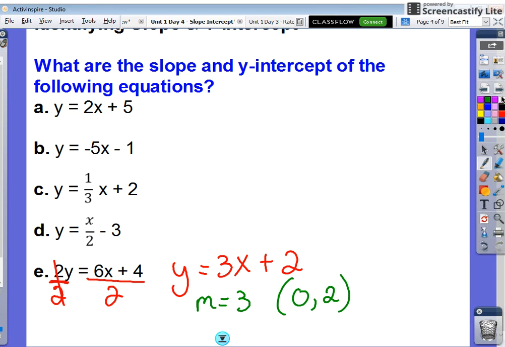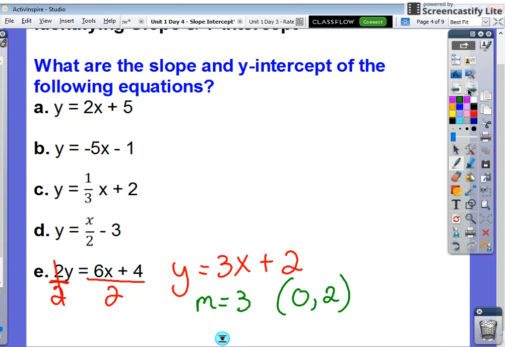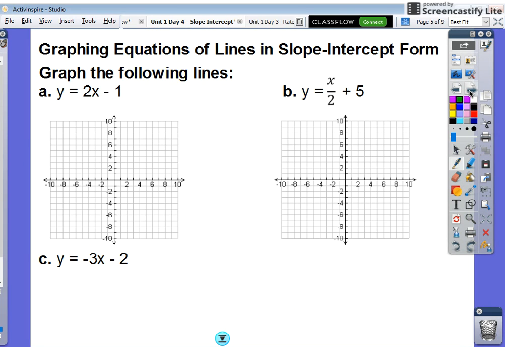All right, so let's move on. Take a second, finish those up if you need to. Press pause on the YouTube video. But we're going to transition to graphing our equations from slope-intercept form.